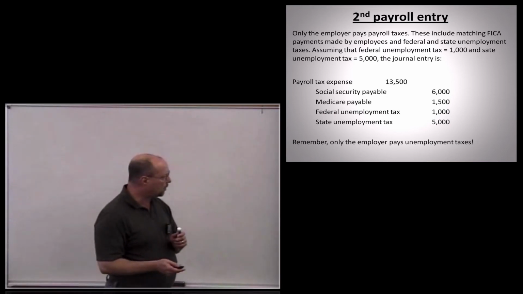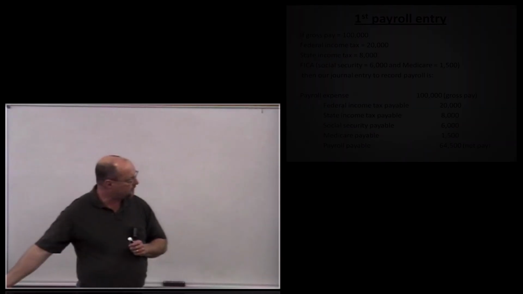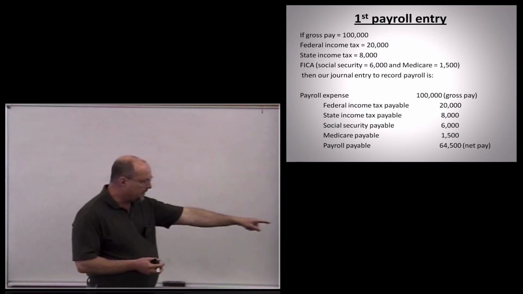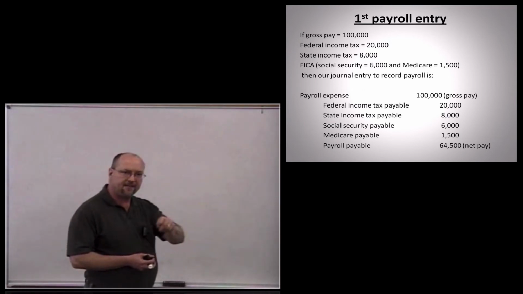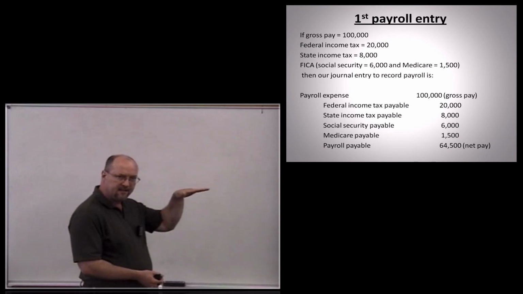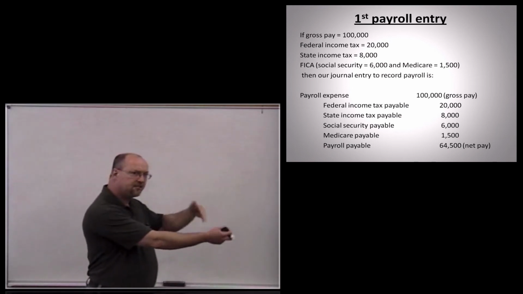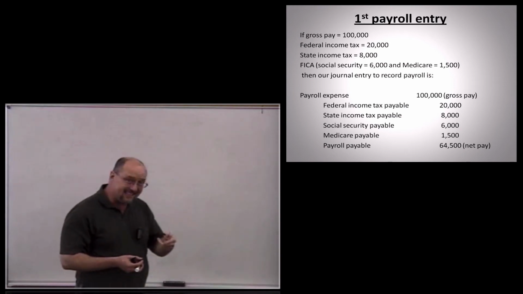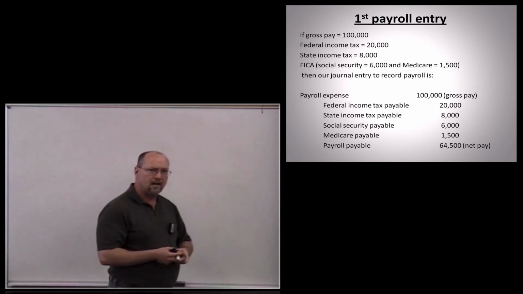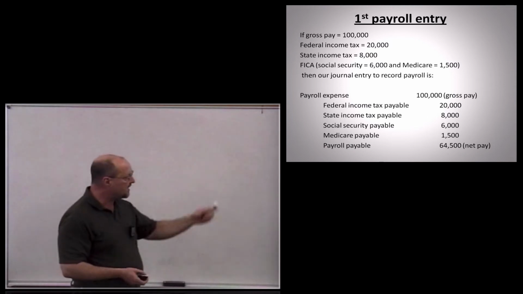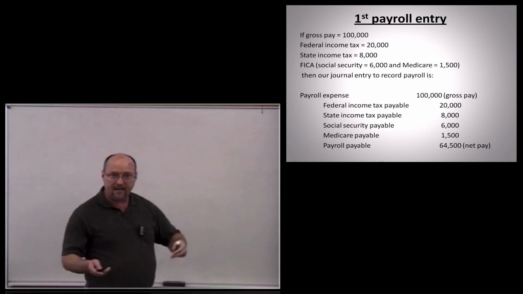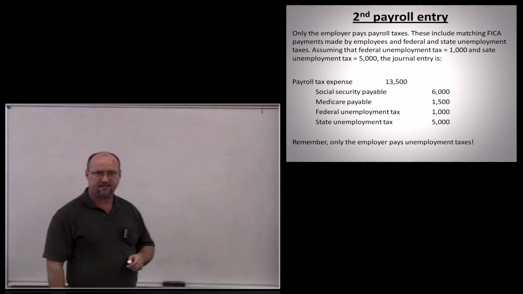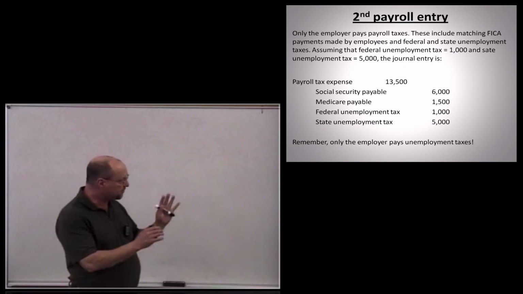Now, I just want to make one more comment, and if we go back to the previous slide, when we see net pay for payroll payable, when we actually cut the checks to the employees, we'll debit payroll payable and credit cash. This is a standard journal entry whenever we pay off a payable. Okay? So that is a journal entry that relates to payroll, but when I refer to the 2 primary journal entries, first we record the actual payroll, and second, we record the payroll tax. Okay? So this is stuff you should be familiar with.